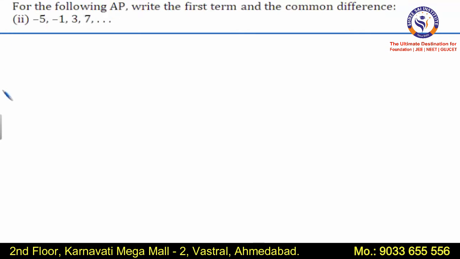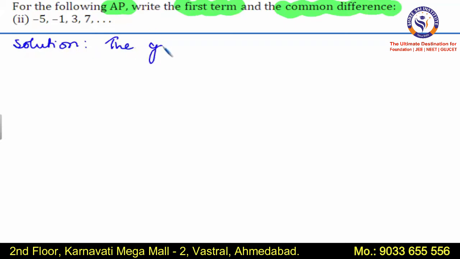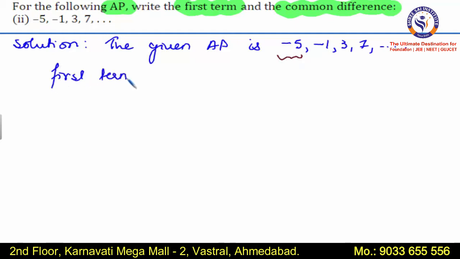This question says, for the following AP, write the first term and the common difference. Beginning with the solution, the given AP is minus 5, minus 1, 3, 7, and so on. Here we see that the first term is minus 5, denoting it by A, and we have to find the common difference.